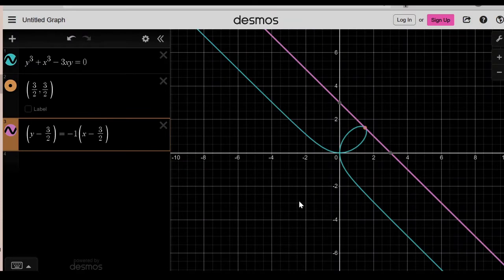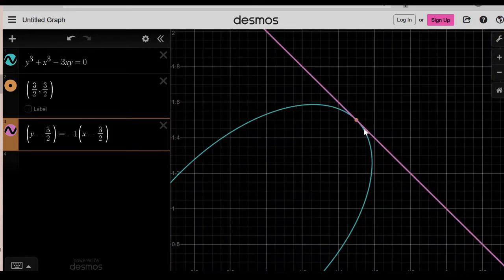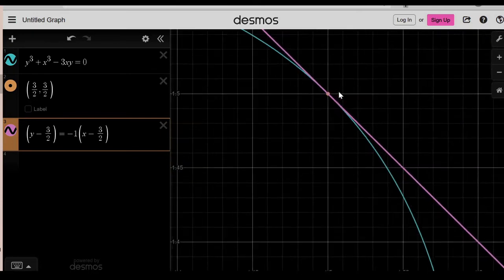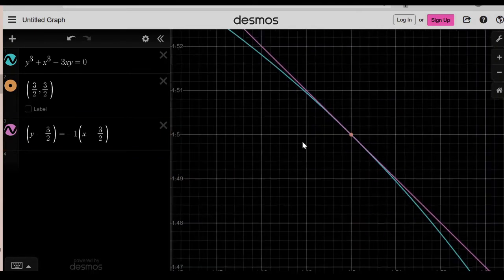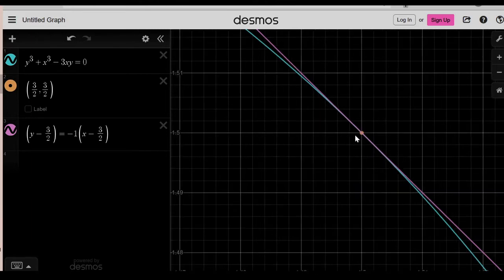For example, here on Desmos, we have this function that we studied back when we did implicit differentiation. And we found in that video the equation of the tangent line at the point 3/2, 3/2. Now, if I take this location 3/2, 3/2, and I zoom in very, very close at that point, there reaches a zoom level where the tangent line and the function are basically indistinguishable.